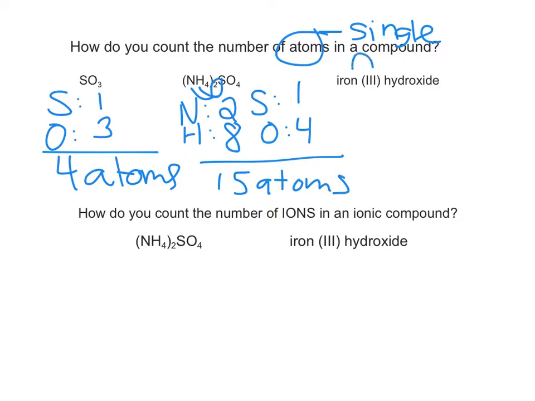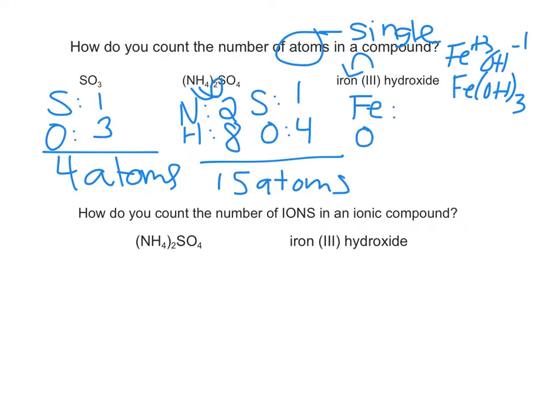And then lastly, iron 3 hydroxide. We would first have to write the formula. The Roman numeral is the charge of the metal. Hydroxide is a polyatomic found on the back. For our charges to equal 0, we're going to need 3 hydroxides for it to be balanced. Then break down by element: iron, oxygen, and hydrogen. We have 1 iron. If we distribute the 3, we have 3 oxygens and 3 hydrogens. So 6 plus 1 is 7 atoms.